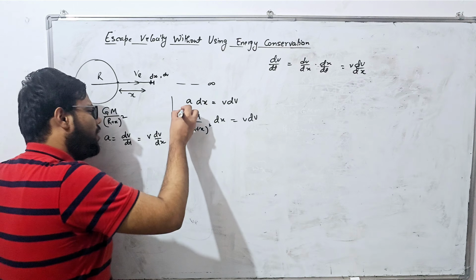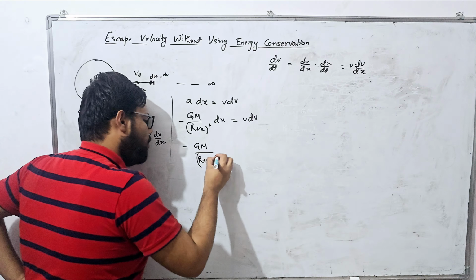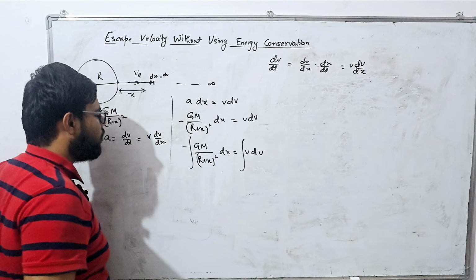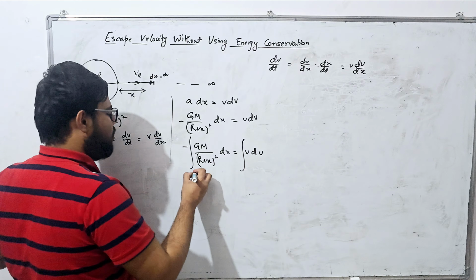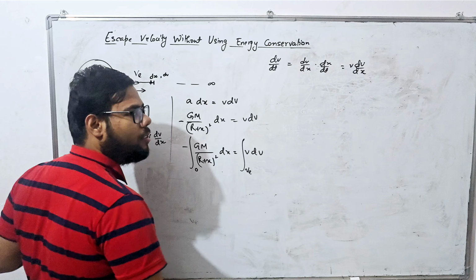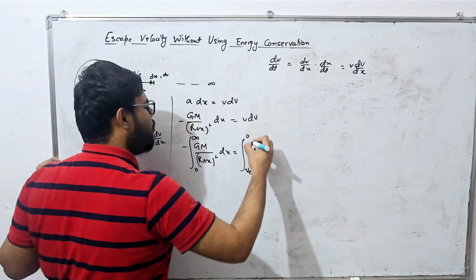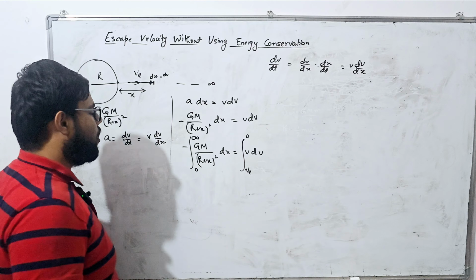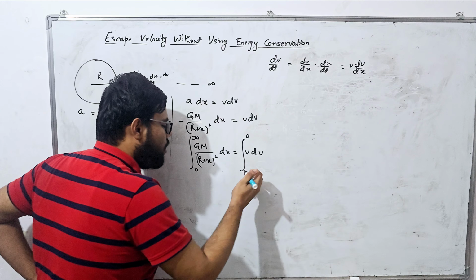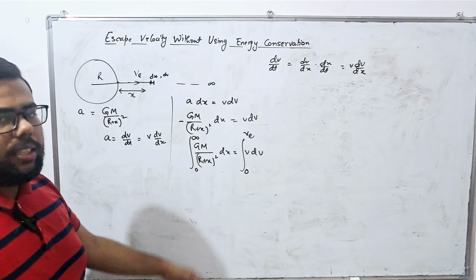Okay. Now let's integrate this. GM by (r plus x) whole square dx is equal to, let's integrate this. When the particle is at zero distance from the surface, the velocity was v escape, right? And when it is going towards infinity, the velocity is approaching zero. We are assuming this, right? Simple. Okay. So we can remove this negative sign, bring it over here, and then we can change this limit from 0 to v. Correct? Understood?